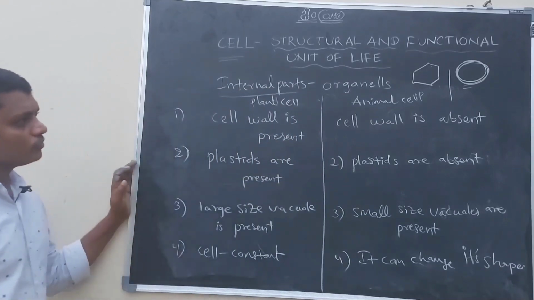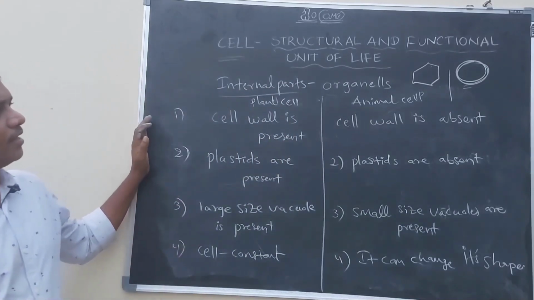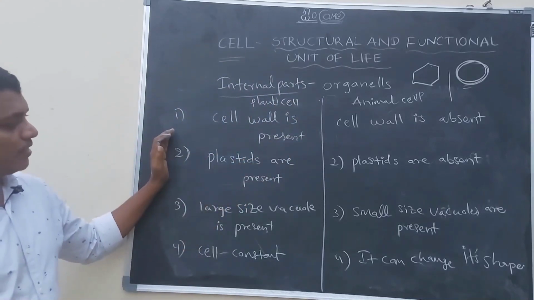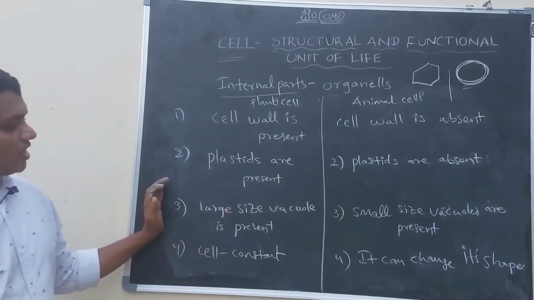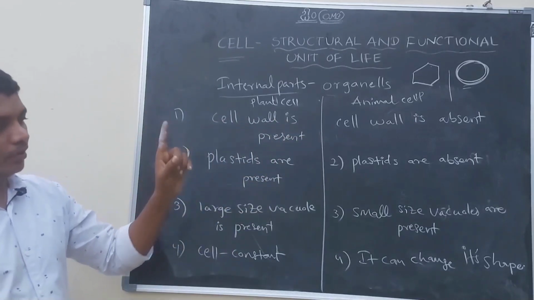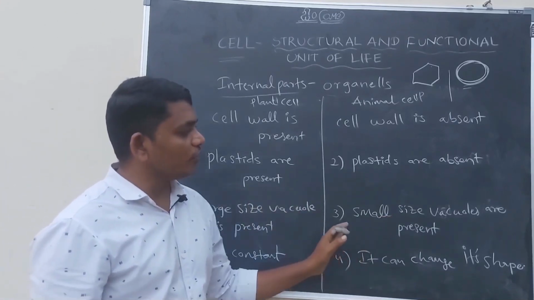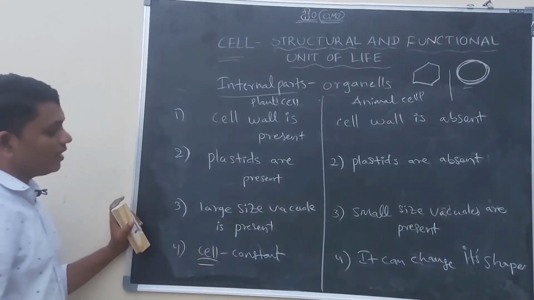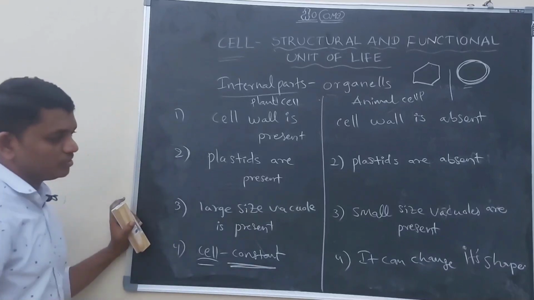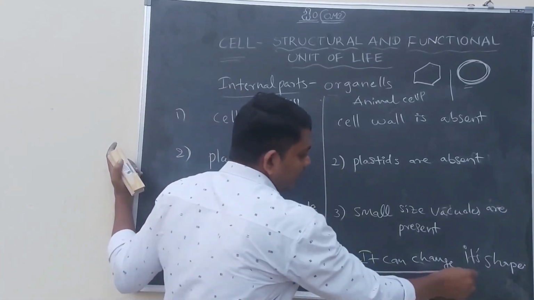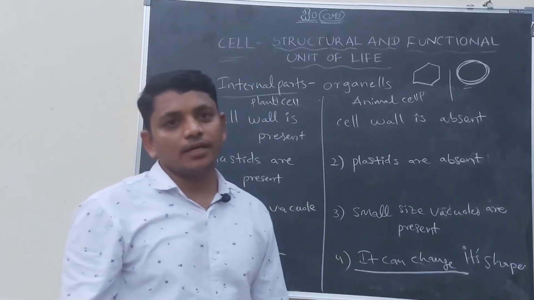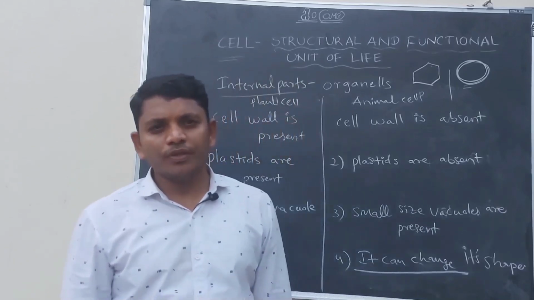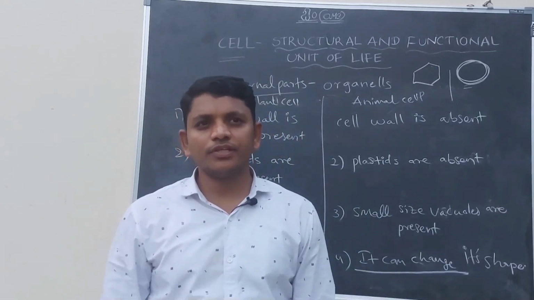So here I told you four important points about the differences between plant cell and animal cell. In the plant cell, cell wall is present; in the animal cell it is absent. Plastids are present, plastids are absent. A large size vacuole is present, only one in number. In the animal cell, small size vacuoles are many in number. The plant cell shape is constant always, there is no change. In the animal cell, the shape can change. For example, the white blood cell in our body can change its shape, and the amoeba is also capable of changing its shape always. Thank you one and all.